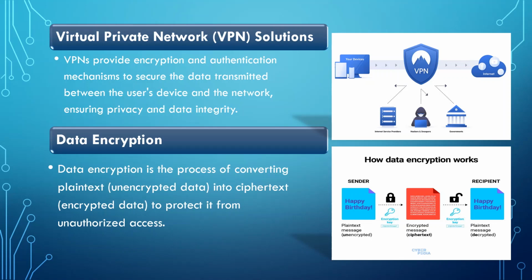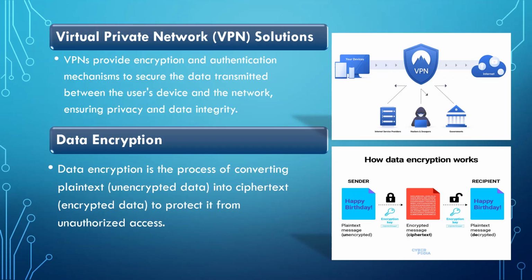The other thing is a VPN. A VPN is a secure network connection that allows users to access private networks or public networks such as the internet. A VPN provides encryption and authorization mechanisms to secure the data transmitted between the user's device and networks, ensuring privacy and integrity. VPN solutions create a virtual tunnel through which data is encrypted, preventing unauthorized users from intercepting or accessing sensitive information.